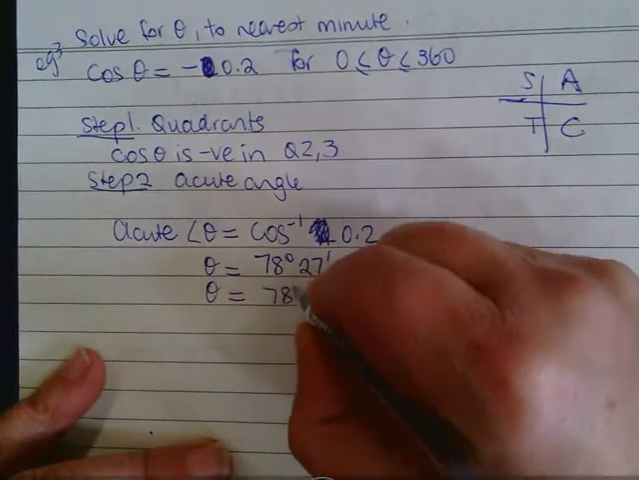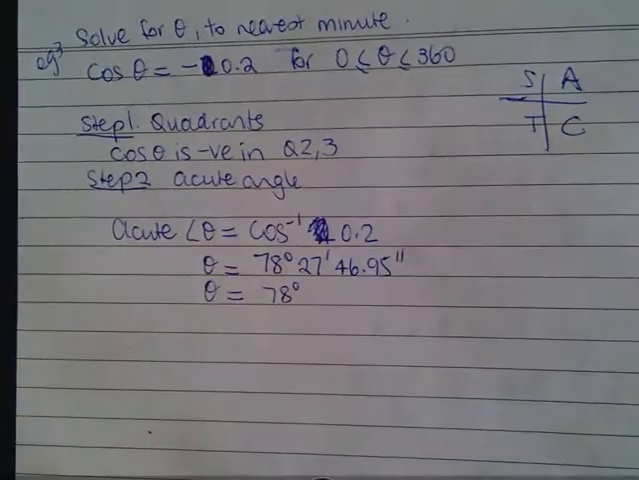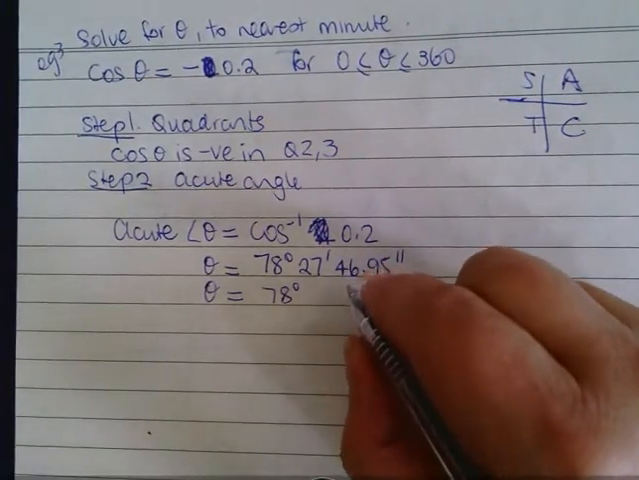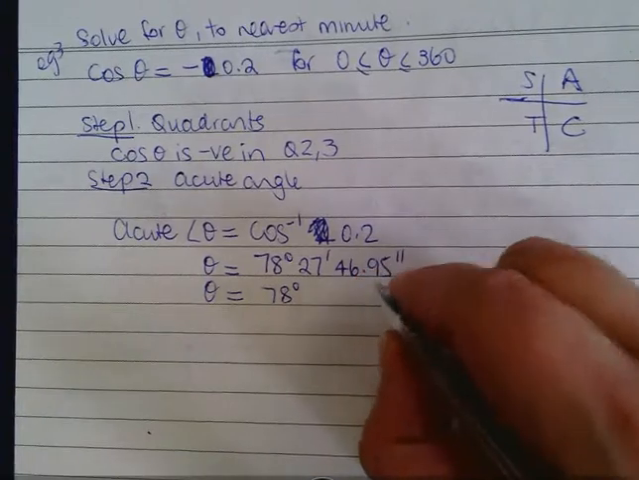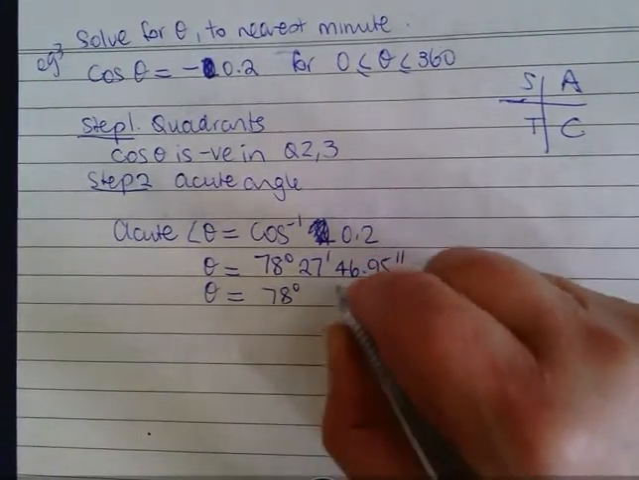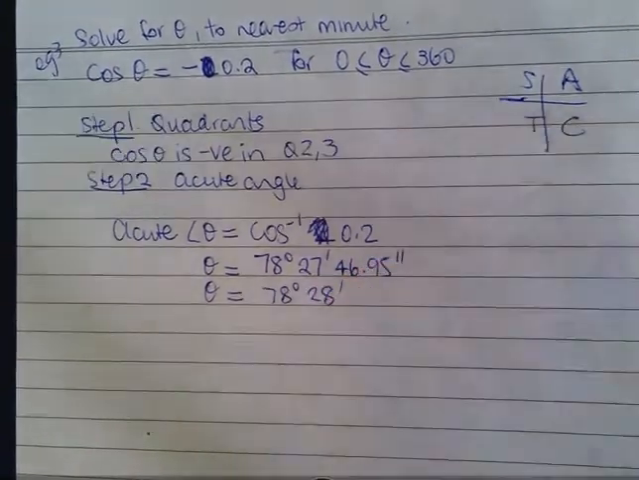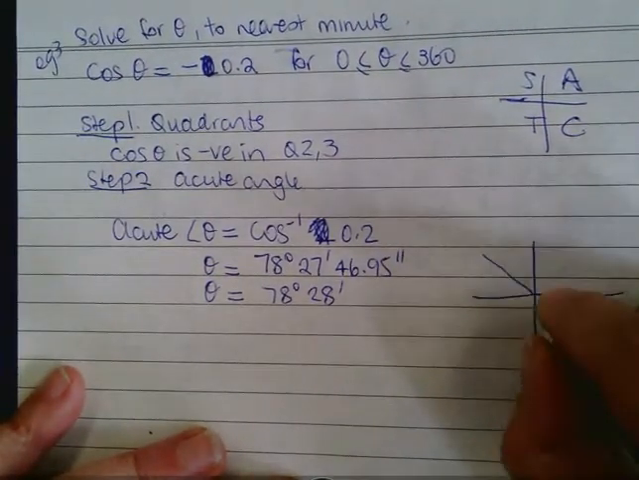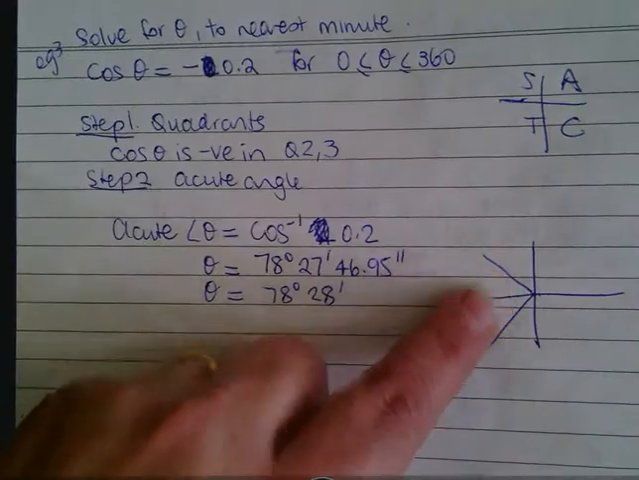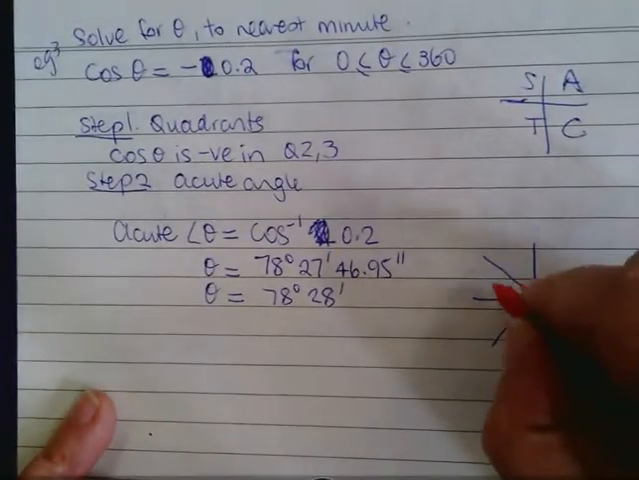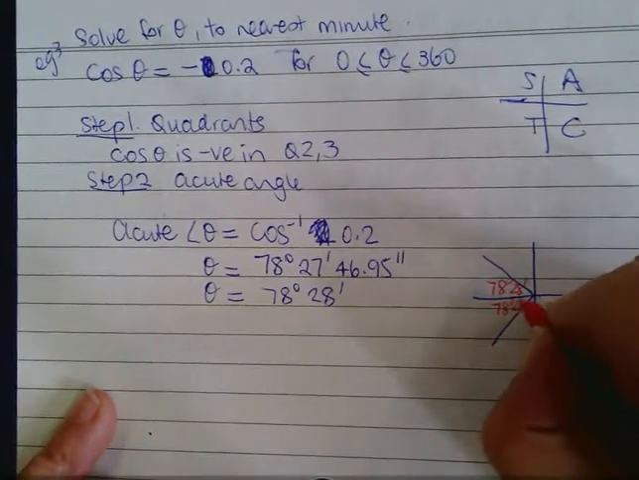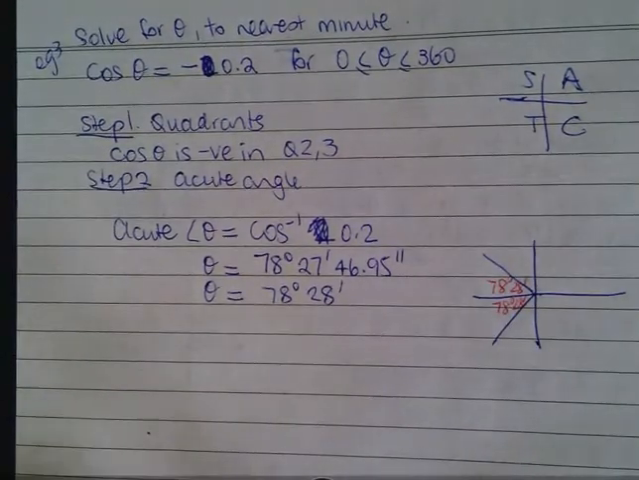So I've got 78 degrees. Is it going to be 27 minutes or 28 minutes? 28 because, degrees, minutes, seconds. Everything's out of 60. It's like hours, minutes, seconds. So 47 is bigger than 30, 28 minutes. So what we do, we draw our diagram. We know we're in 2 and 3. And in that space, I've got 78 degrees, 28 minutes. And same with this one. Got it? 2 and 3.